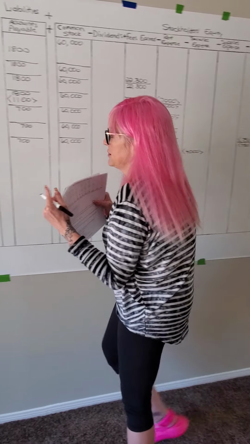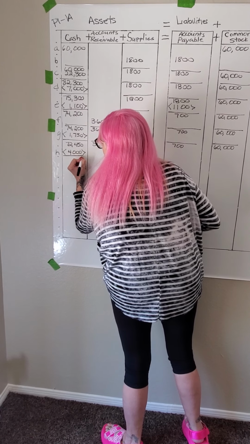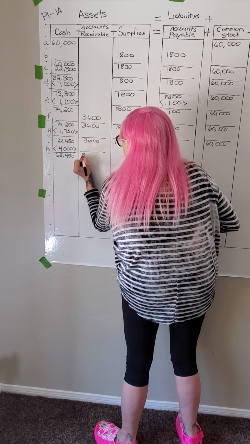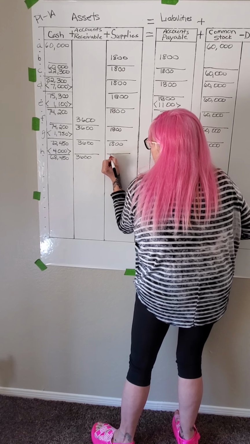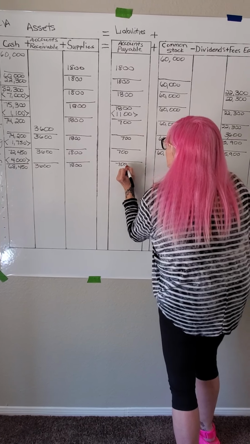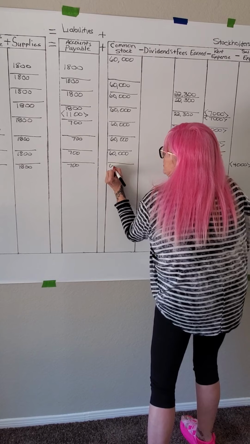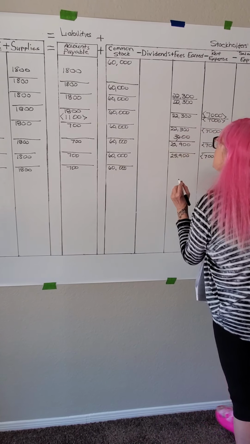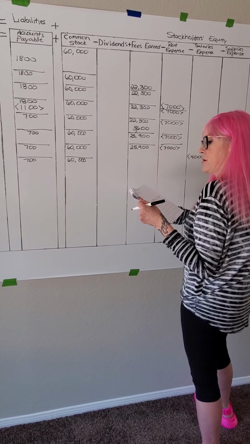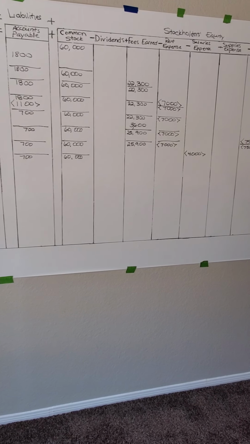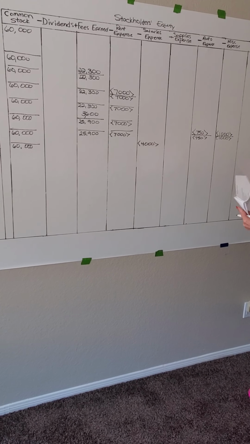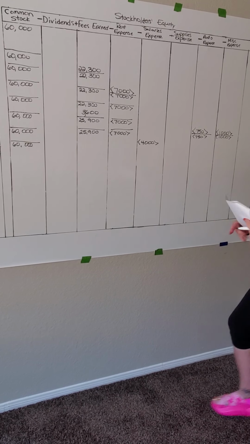So we've got our balances of $68,450 for cash, $3,600 for accounts receivable, $1,800 for supplies, $700 for accounts payable, $60,000 for our common stock. Whoops, I didn't put in the other part. We paid office salaries of $4,000, so I put those in there. I jumped ahead of myself, sorry.